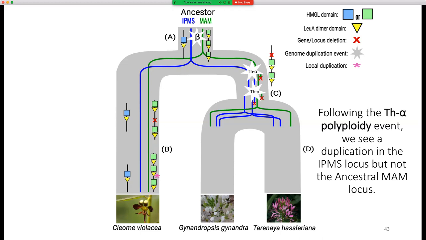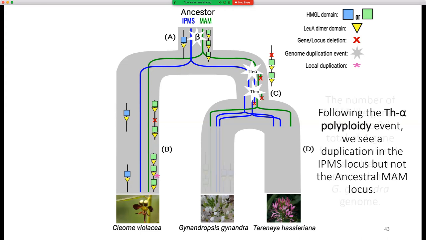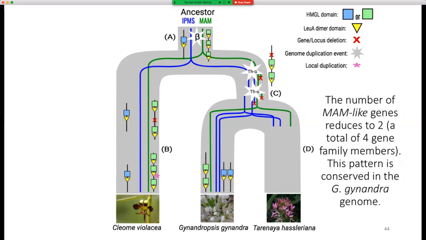But the MAM locus does not duplicate in this case. And in fact, we see a compensatory loss at the MAM locus, so now you have a total dosage of four. So we're seeing four genes total here, four genes total here.